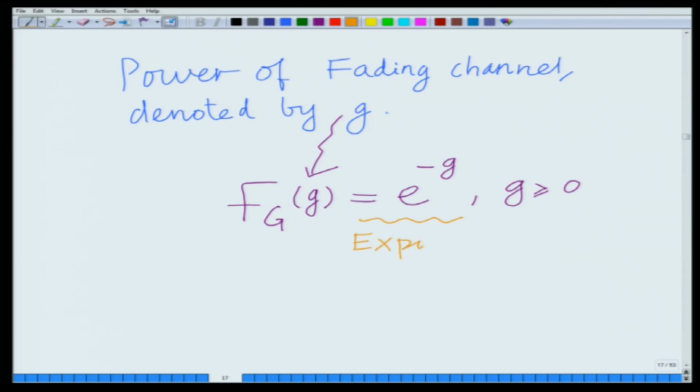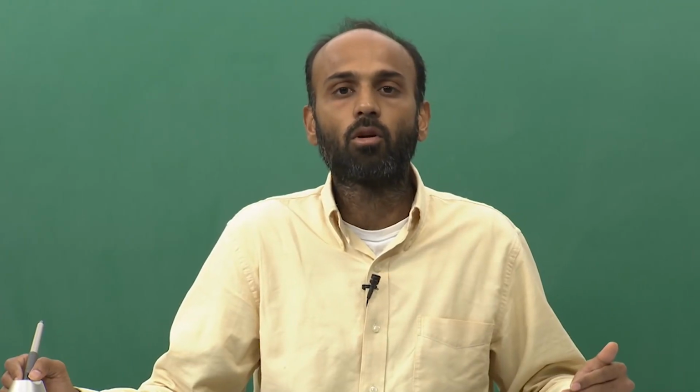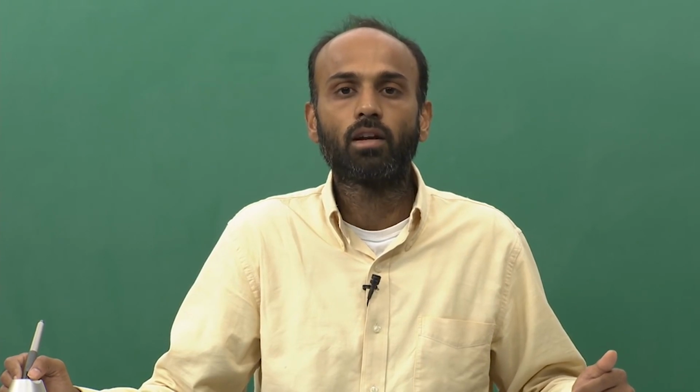This is the exponential PDF with parameter a equal to 1. So, this is a very interesting example from wireless communication, an application of the probability theory that we have learned so far in wireless communication.